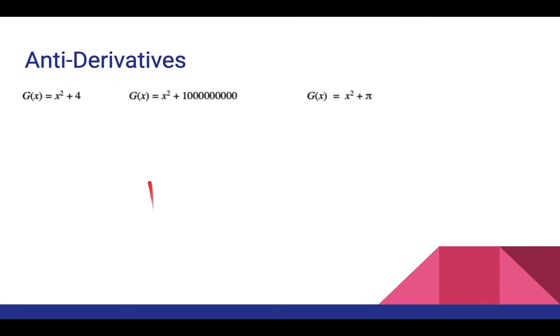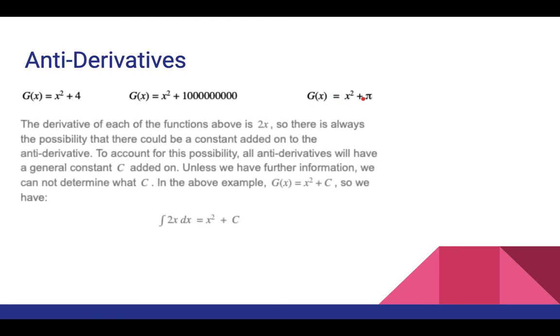If we take a look at the following functions, big G of x is equal to x squared plus 4, big G of x equals x squared plus 1, and big G of x equals x squared plus pi. What we'll notice is that if we take the derivative of all of these functions, we're going to get the exact same derivative, 2x.